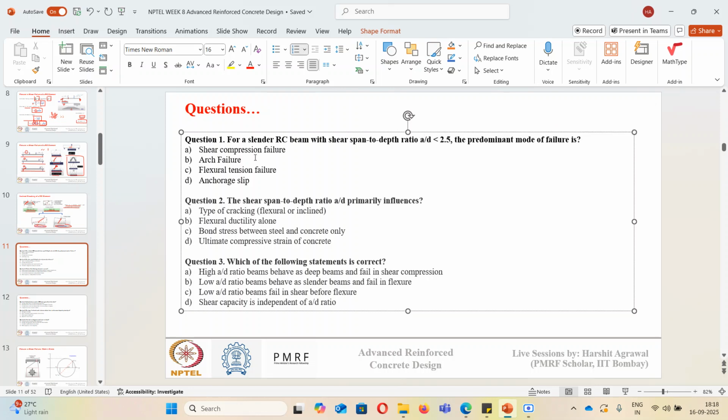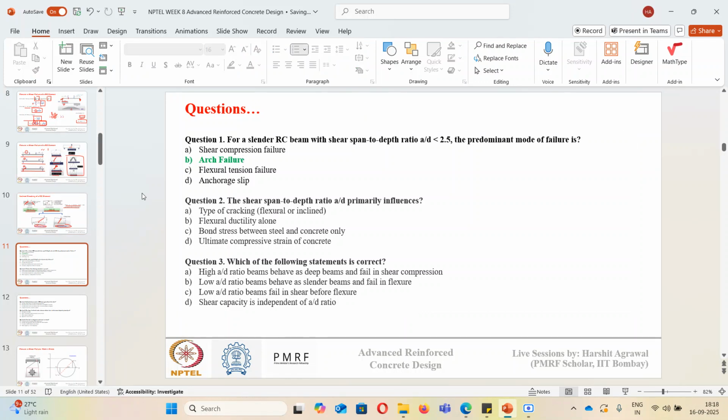Arch failure. Yes, the correct answer will be arch failure. We saw in the previous slide itself that when the load is acting very near to the support, the crack directly runs from the support to the point of loading. So it is like a diagonal crack which is forming. Since it is very near to the support, we say it is an arch failure that is happening.